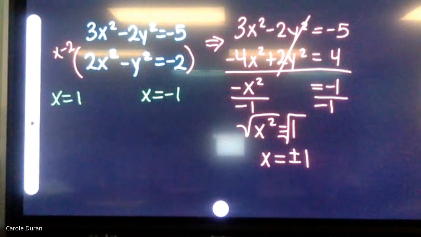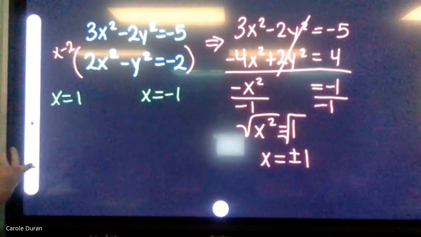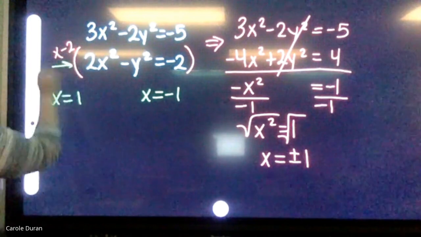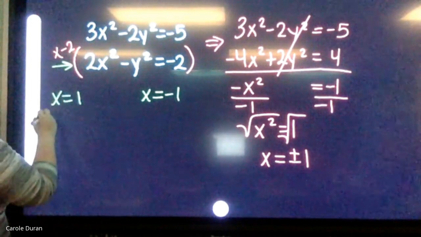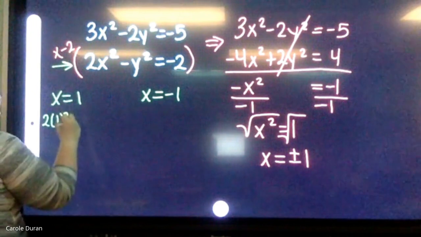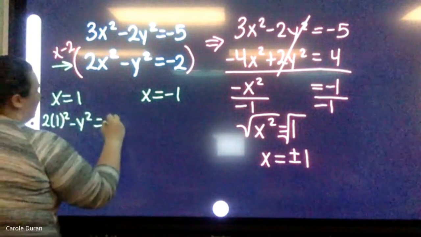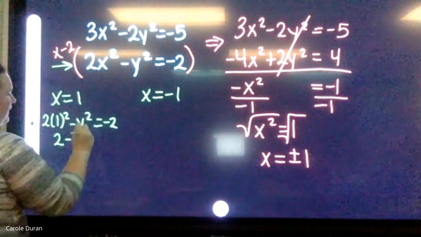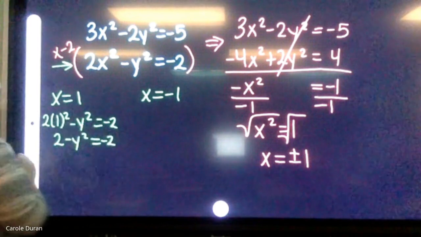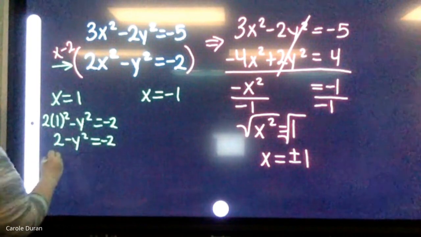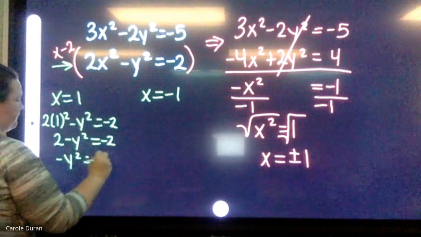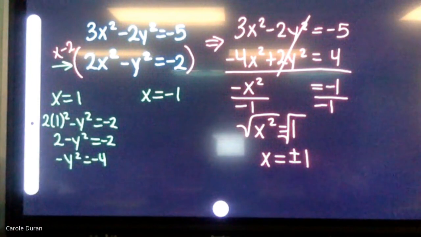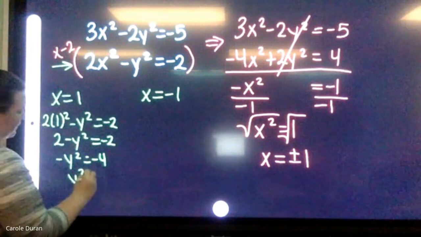Does it matter which of the original equations I choose to plug it back into? No. So I'm just going to pick one. I'm going to go with the bottom one, just for fun. So I'm gonna plug them back in here. I'm gonna start with x equals 1. When I do, I get 2 times 1 squared minus y squared equals negative 2. 1 squared is 1 times 2 is 2. And then minus y squared equals negative 2. I'm going to subtract 2 across, and I get negative y squared equals negative 4. Divide everything by negative 1, and I get y squared equals positive 4.